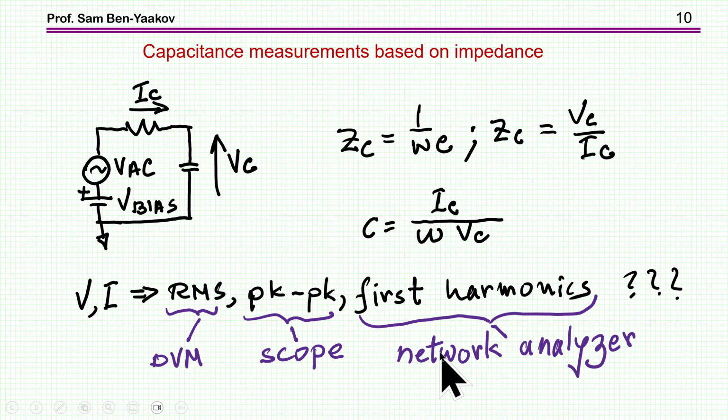So when measuring a capacitor by a network analyzer, you look only at the first harmonics of these two signals, the current and the voltage. While with the RMS, you look at the total signal, including, of course, the harmonics.